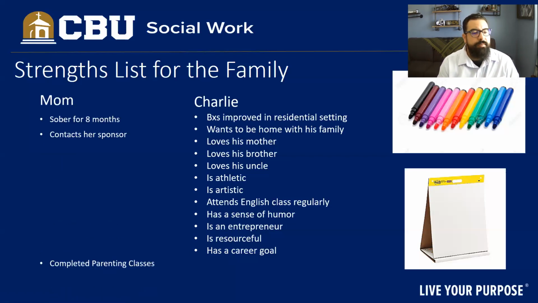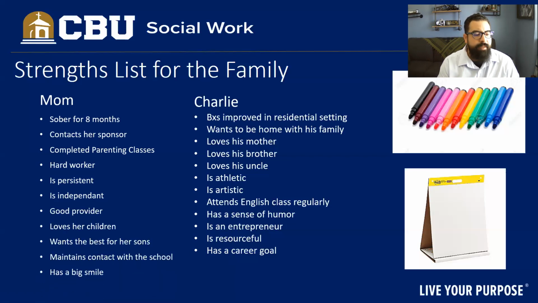Now, mom, let's look at some strengths for mom. Sorry, I'm gonna breeze through so we have the list fully here. Okay. Mom is sober for 8 months. She contacts her sponsor. She's completed her parenting classes, right? So notice I'm not focusing on the fact that she's resistant to individuals coming in her home. I'm focusing on the strength that she completed her parenting classes. She's a hard worker, right? She works 3 jobs. She's persistent. She is clear in what she wants for her and her family. She's independent right now. She left the relationship that she was in. She's a good provider. She loves her children. She wants the best for her sons. She maintains frequent contact with the school.